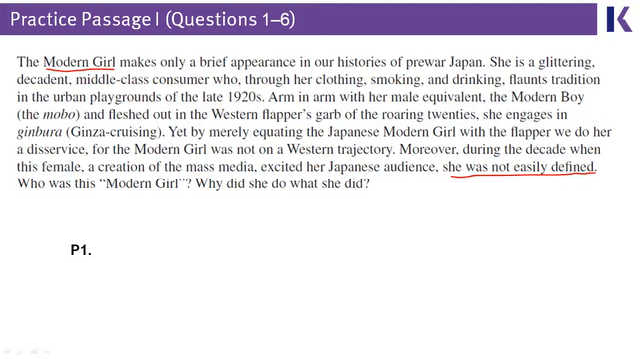And then we get the question, who was this modern girl? Why did she do what she did? We don't really know what she did yet. We don't really know who this modern girl was other than the details we get in the passage. So there's obviously a lot to come. But we're basically, from this paragraph, just getting the idea that at some point we're going to explain the modern girl. All we've got so far, though, for paragraph 1 is the modern girl, details about her, and then we'll see where she goes.